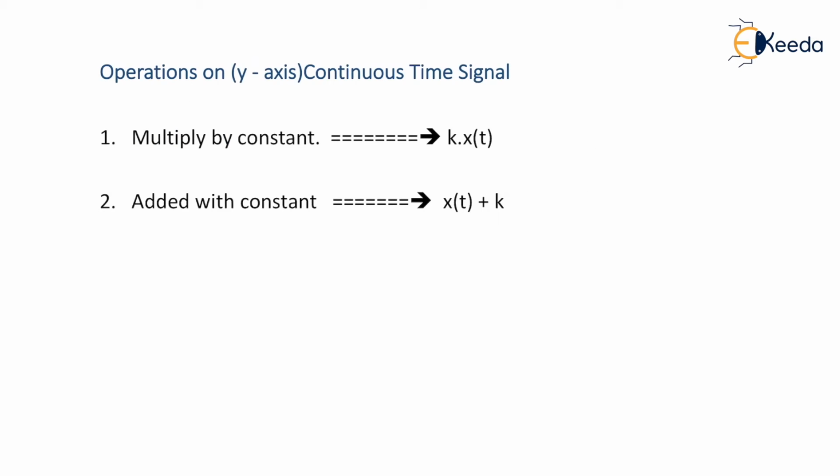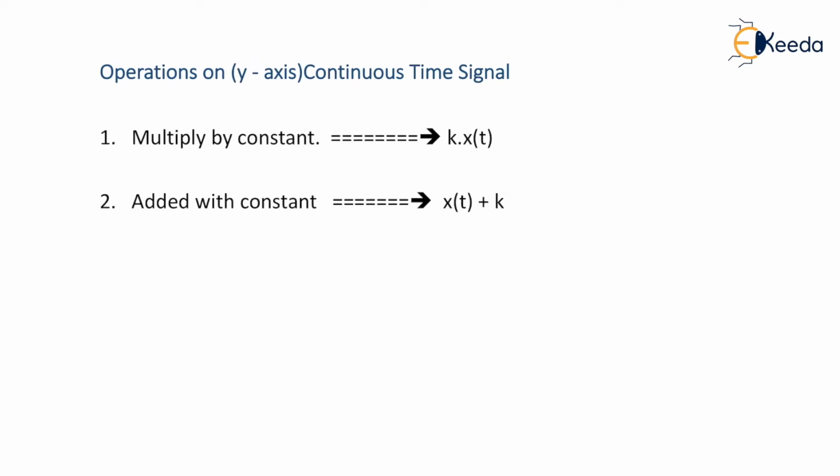So the next property is operation on, again, a continuous time signal, but this time I'm going to operate on the y-axis. In this you have to study two things, that is multiply by a constant and add a constant. So remember, the original signal is x of t. What happens when you multiply x of t with k, and what happens when you add k, that is a constant, to x of t? Remember, again this k can be positive or negative, and this k can have several ranges also. We'll see the properties one by one.